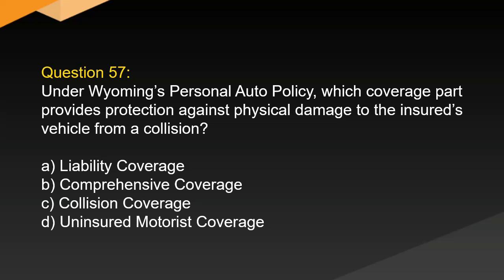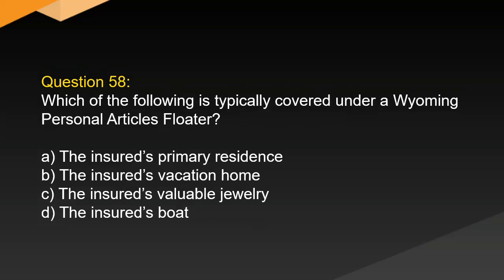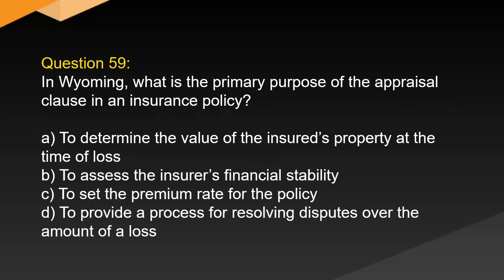B. Comprehensive coverage. C. Collision coverage. D. Uninsured motorist coverage. Question 58. Which of the following is typically covered under a Wyoming personal articles floater? A. The insured's primary residence. B. The insured's vacation home. C. The insured's valuable jewelry. D. The insured's bow. Question 59.